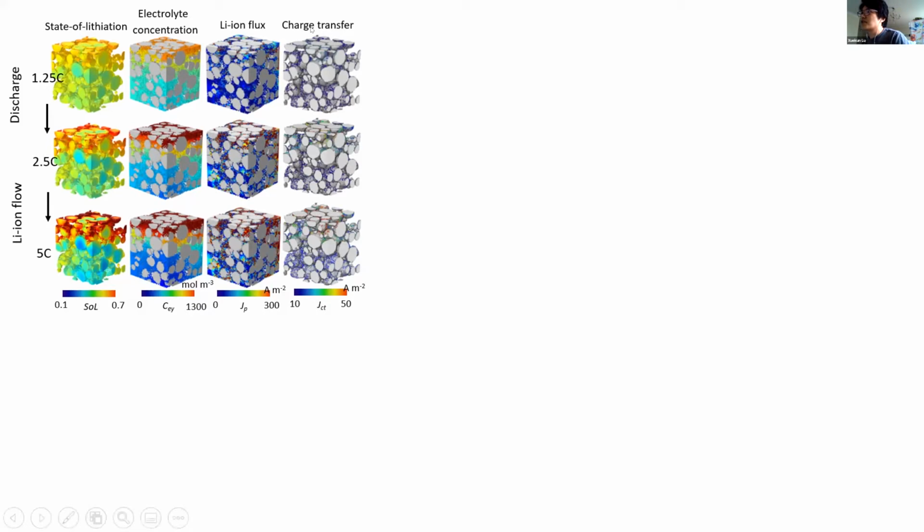And then the last column is the charge transfer distribution on the surface of the active material. Here, red means the reaction is more active compared to the blue region. This also needs to be avoided because if some particles are more reactive compared to the others, then we will have uneven degradation or aging of the battery.